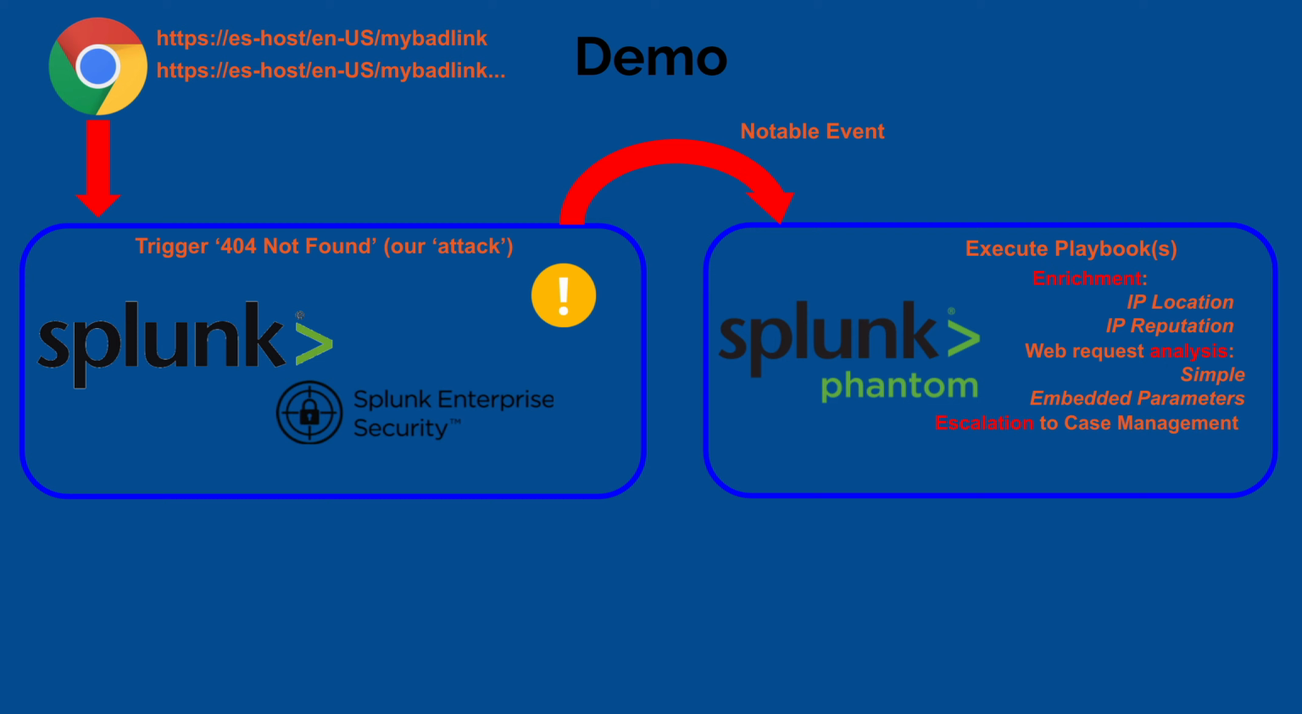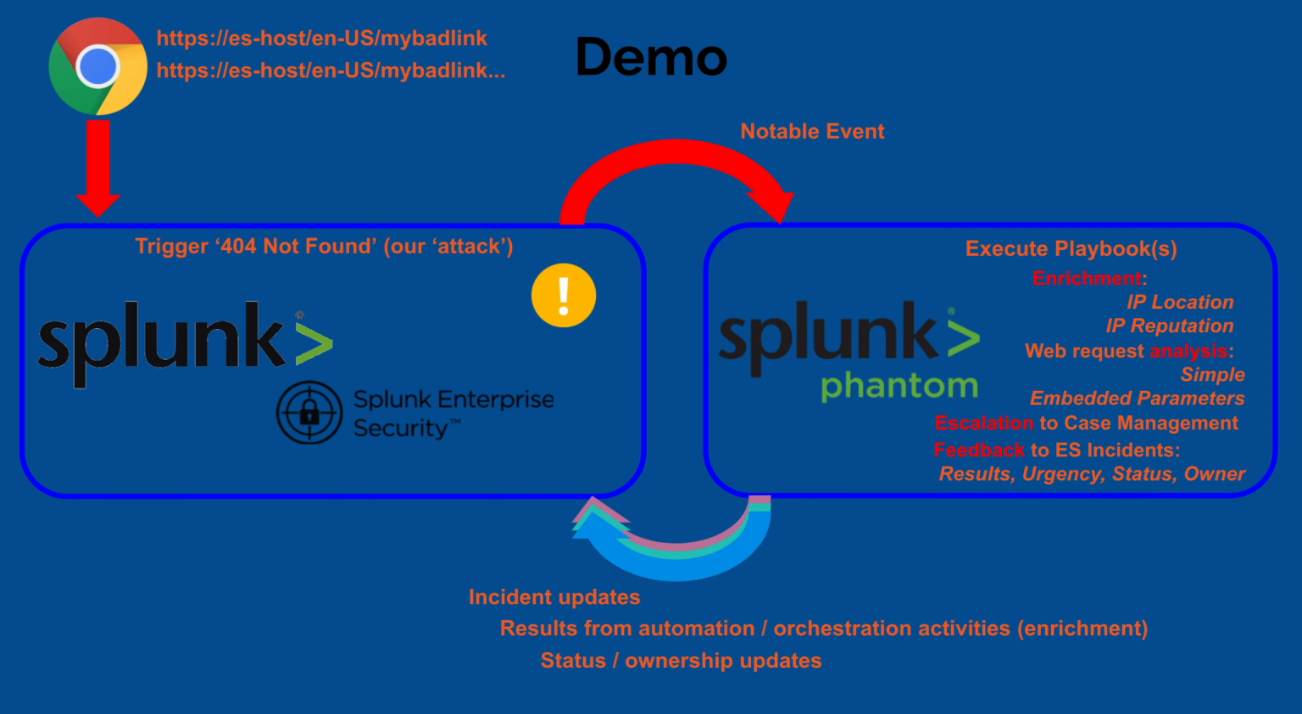So that piece that I talked about before, where we involve human beings with a predefined process, and also the feedback loop into ES. So being able to feed back results into the notable events in Enterprise Security. So show the results, for example, from running automation across other third-party controls, such as FireEye or ServiceNow. Perhaps involved in raising a ticket into ServiceNow for investigation through that process as well. So we can do all of that, and I'll demonstrate quite a lot of that in the demo now.